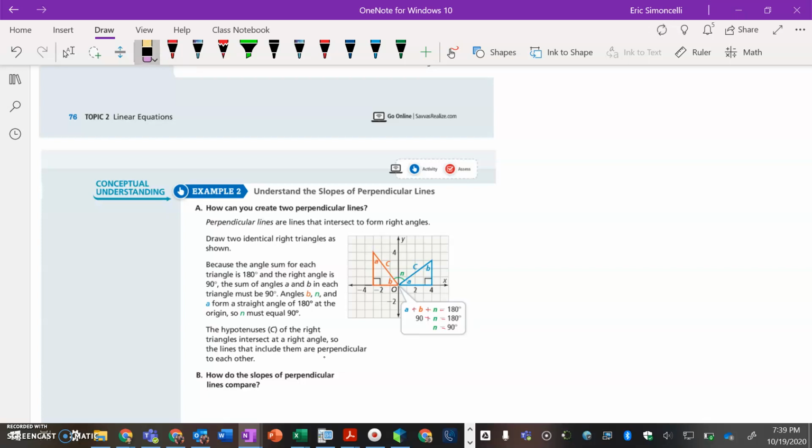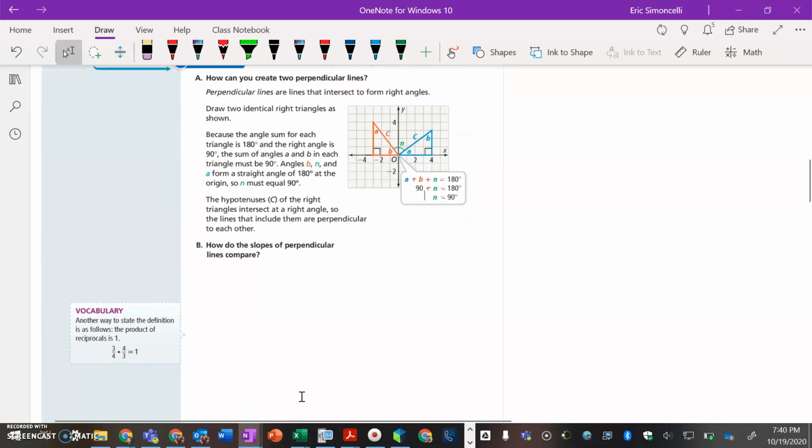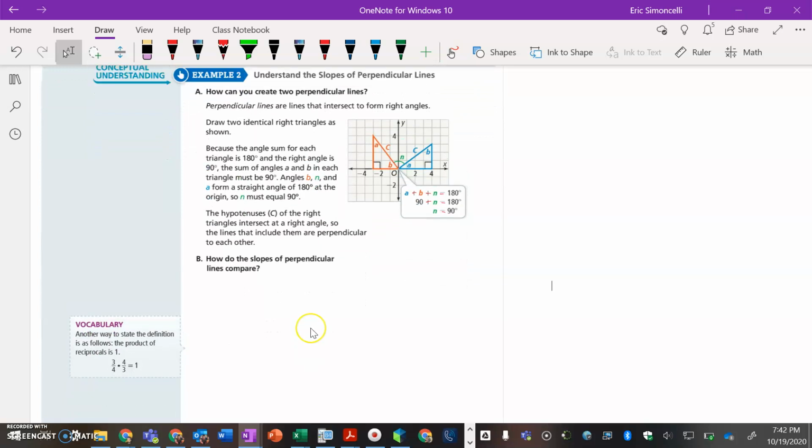In other words, if you do the math, simply subtracting 90 from both sides of that prior equation, you in fact get n to be 90. So that's the math that you can perform. How do the slopes of perpendicular lines compare? Okay, so what we're going to go ahead and do is take a look at a picture here.